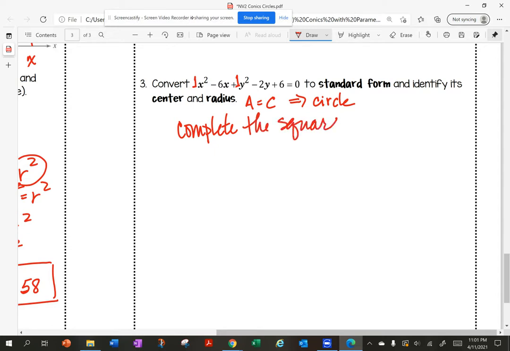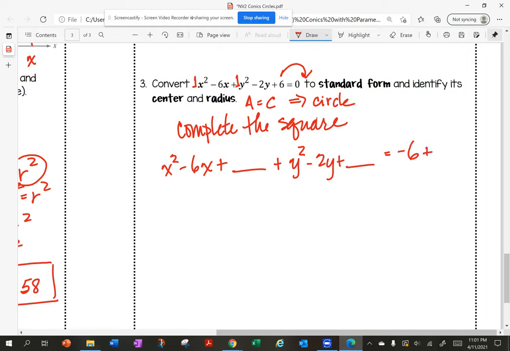Okay, so to get it into the format I need, I'm going to write this in 2 sections, my x values and my y values. So I have x squared minus 6x plus, and I'm going to leave a blank. And then I'm going to do the same thing with my y values. So I have y squared minus 2y plus a blank. And then I am going to move 6 to the other side. So I'm going to subtract 6 from both sides. So there's a minus 6.